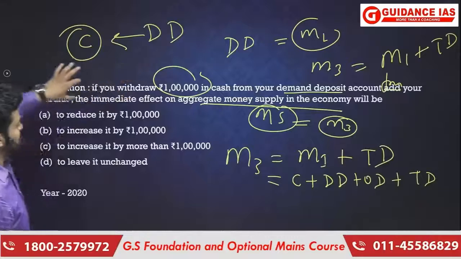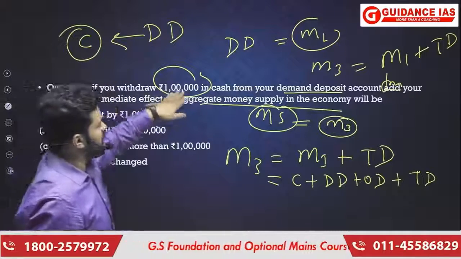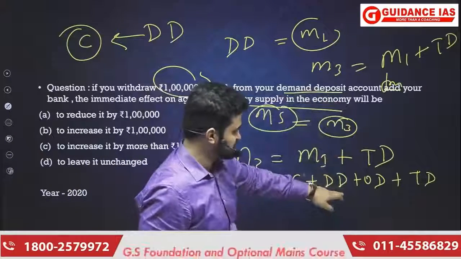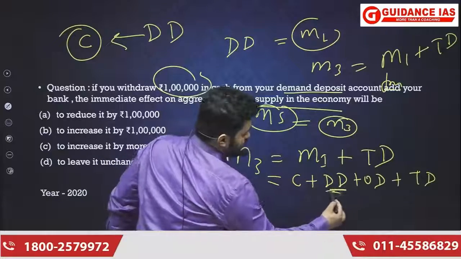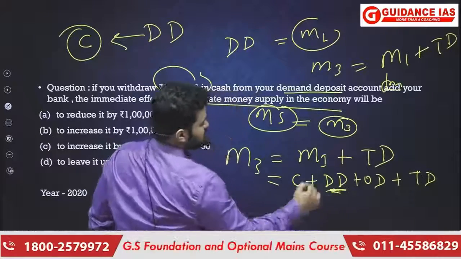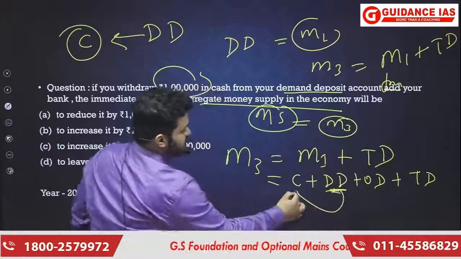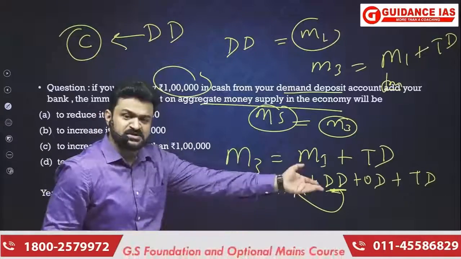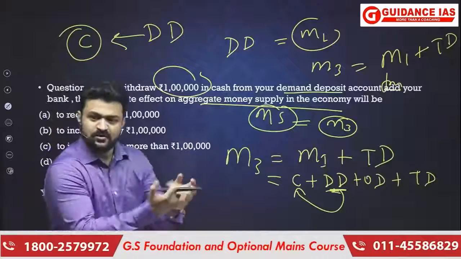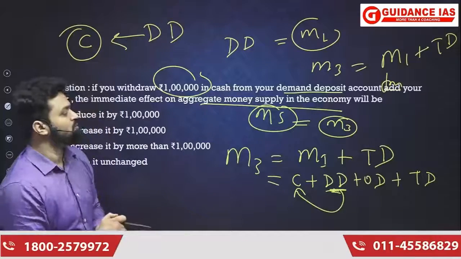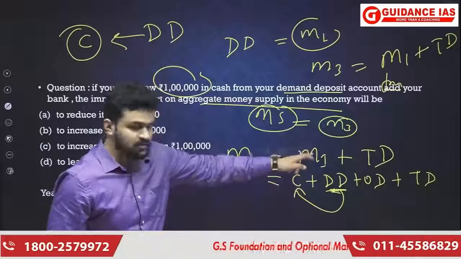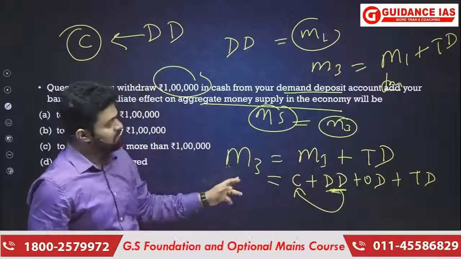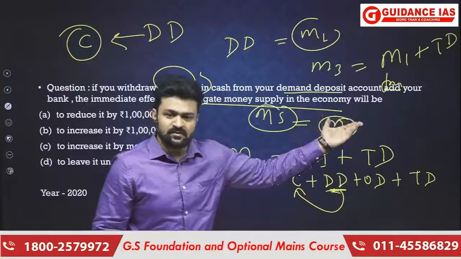So what is being done in the question? Withdrawing 1000 rupees of cash from demand deposit, that is this. But when you withdraw 1000 rupees of cash from demand deposit, you just convert it into C. Yes, because this C means currency notes and coins in public. So if I withdraw 1 lakh rupees from my account, I will have it in my hands. But that is also part of M1, and M1 is part of M3. So money supply will not change.